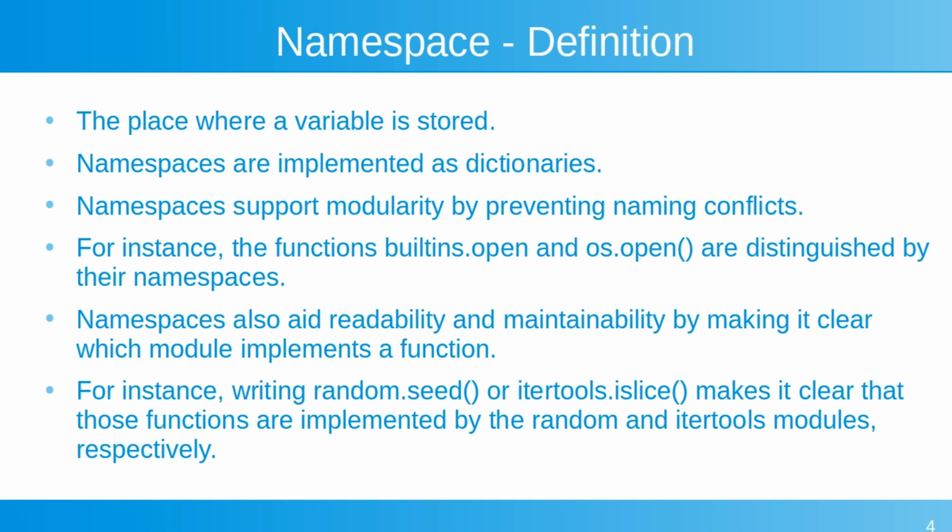So in case of namespace, the key is going to be your object name, and the value is going to be the actual object itself. So it is stored in that manner, like key value pair. And the namespace actually supports modularity by preventing name conflicts.